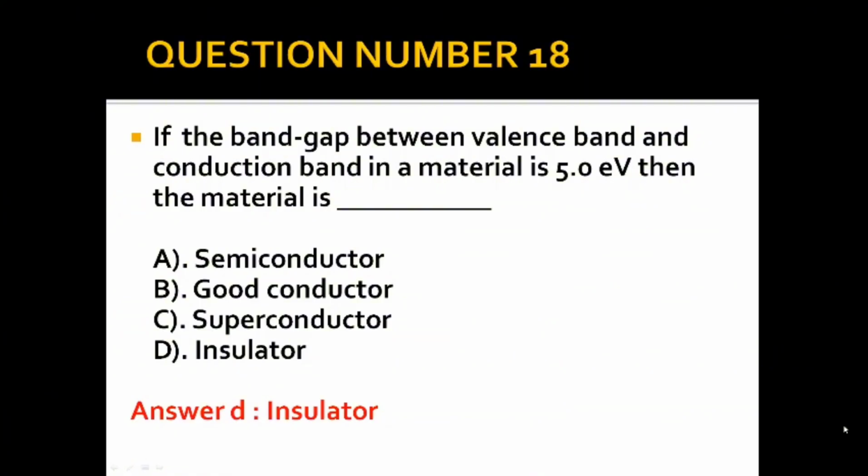And I know as a wonderful student now, you'll be telling yourself, how? Why is it an insulator? 5.0 electron volts. Okay, what if I have 3 electron volts? What if I have 10 electron volts? What if I have 1 million electron volts? Let's try and explain.